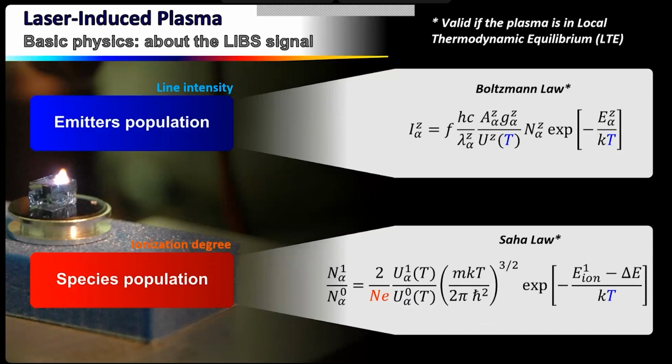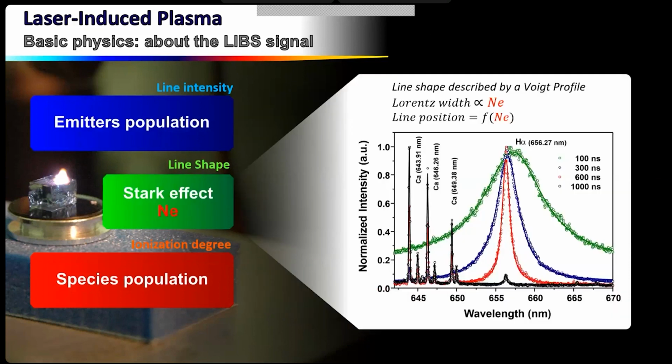And basically more complex, from my point of view, since you have a lot of ions and electrons inside your plasma, you will have a very strong Stark effect that will affect the line shape that you will measure. In particular, the Stark effect will affect the width of the line and the shape of the line, because this Stark effect has a Lorentzian profile.